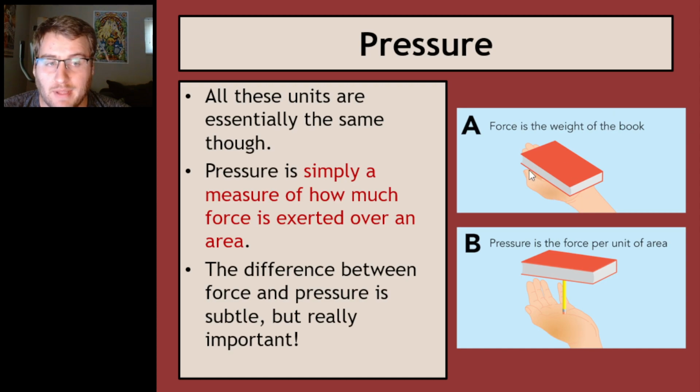Okay, the area being applied in this first example is your entire hand. That force spreads out over a larger area, therefore there's less pressure. In B, you have all that force concentrated into a small area, therefore there's more pressure. So pressure is how much force is exerted and over what area.